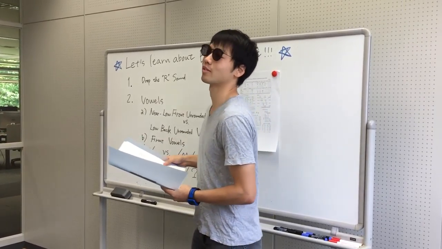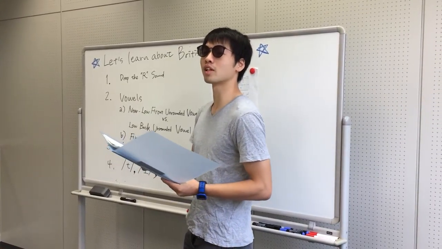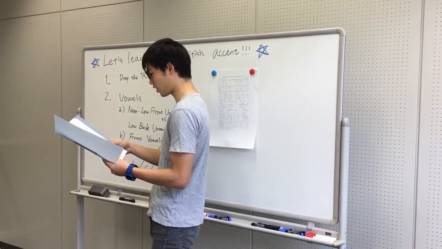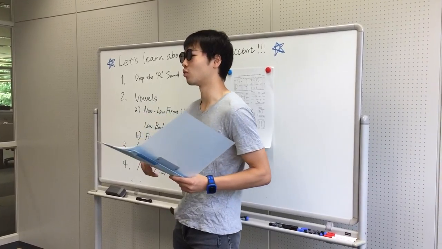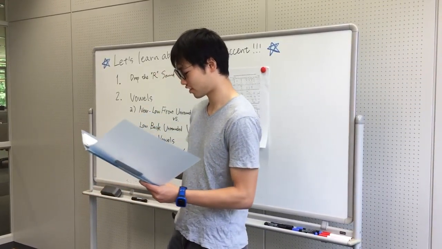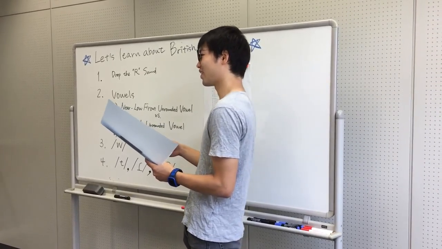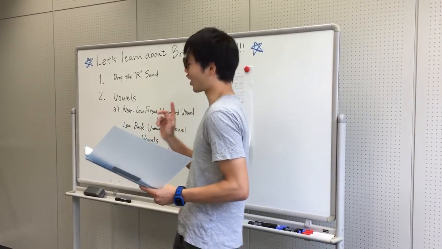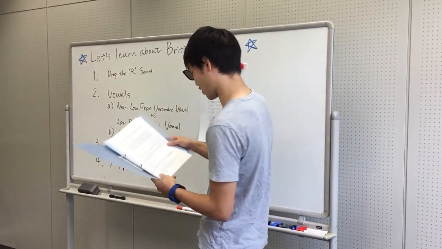Since we're already talking about the R in American English, I'll teach you how to pronounce it in the British accent. Okay, Etsuo, what would you say when you want to rent a car? Can I rent a car? Okay, well, that is not correct, but I'll teach you how to correctly say this sentence.